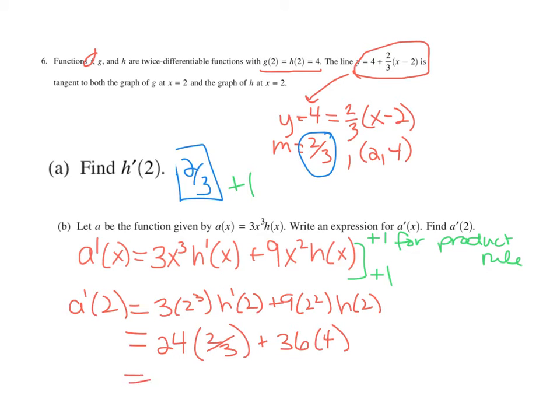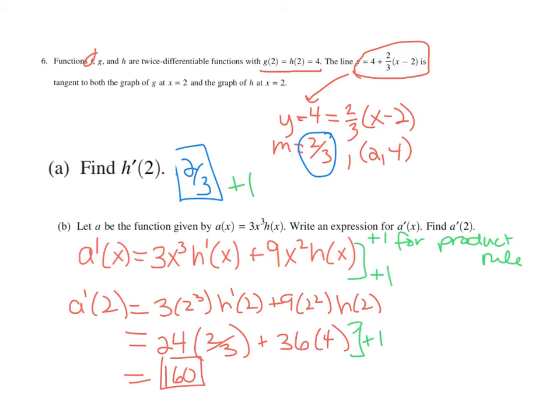If you simplify that all out, actually you can stop at this step if you want. You don't need to go any further. You don't need to simplify. But if you go further, that's fine. You should get 160. So to get the third point for this problem, you need to get at least this far.